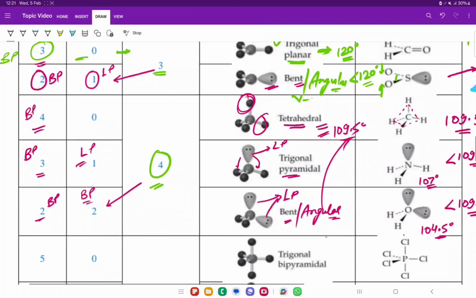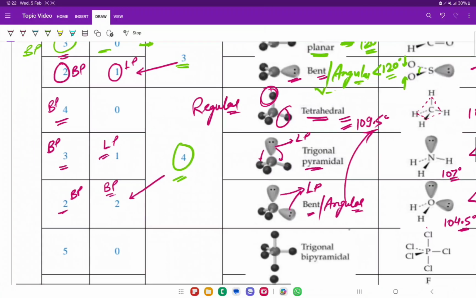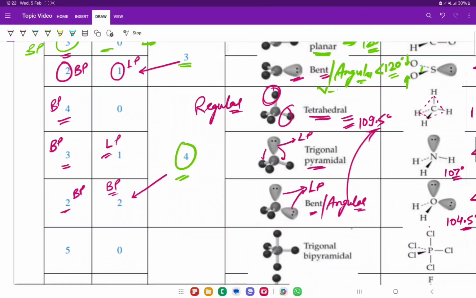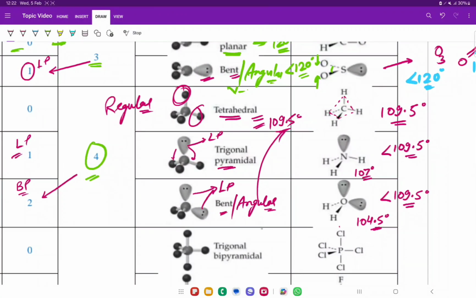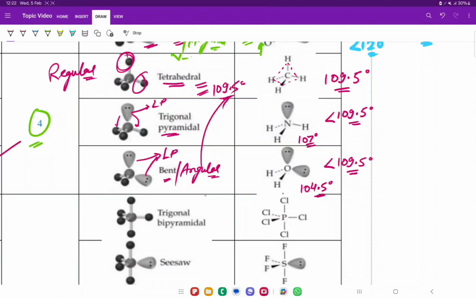So for 4 electron clouds: 4 plus 0, 3 plus 1 and 2 plus 2. 4 plus 0 is regular geometry, which is tetrahedral. Bond angles are 109.5. Example is methane. When it is 3 plus 1, then it is trigonal pyramidal, one lone pair repels, and the bond angle decreases from 109.5. For 2 plus 2, two bond pairs and two lone pairs, the bond angle decreases further and is less than 109.5. Shape is angular, bent shape or V shape.